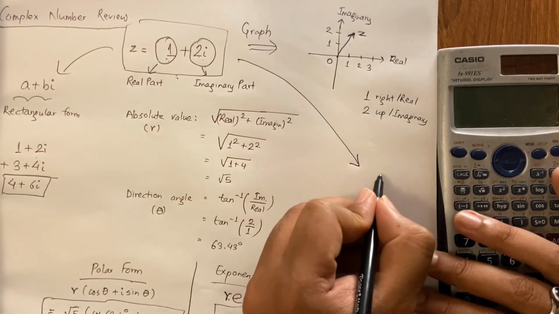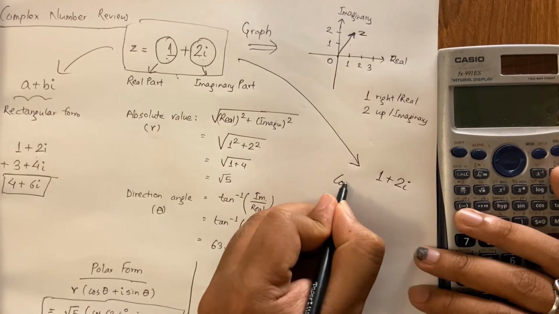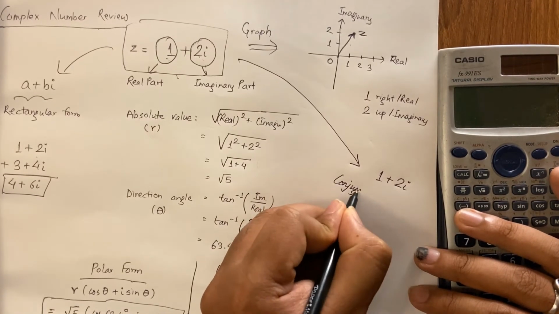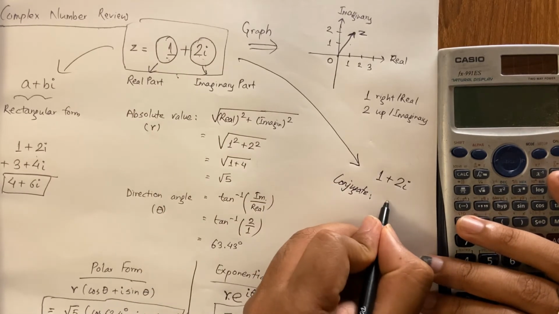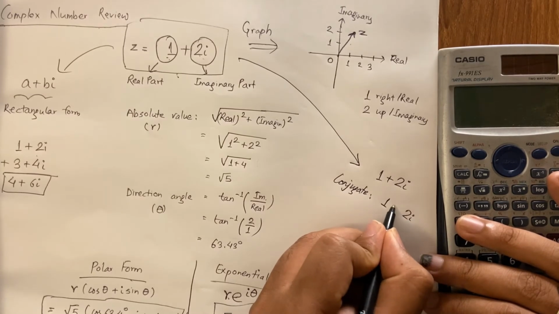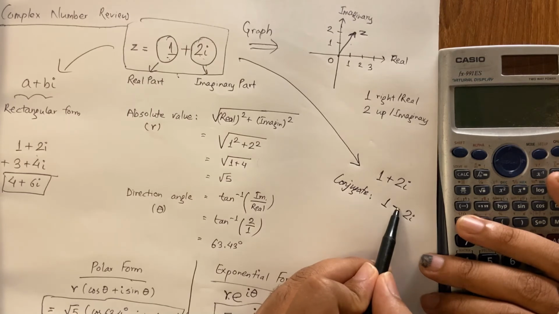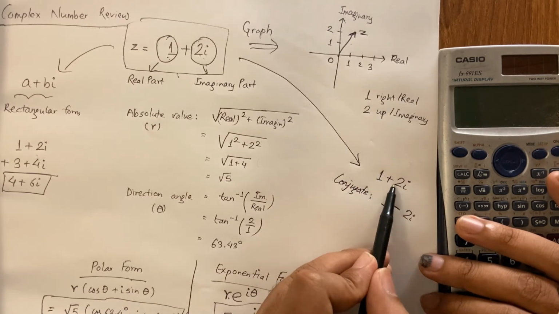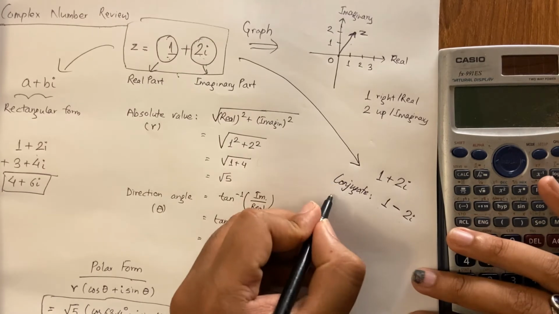So the number in focus here is 1 plus 2i, and its conjugate is basically the same. All you have to do is take your real part, the imaginary part, and just change the sign. Since this was a plus, the conjugate will have a minus. So the conjugate of 1 plus 2i is 1 minus 2i.